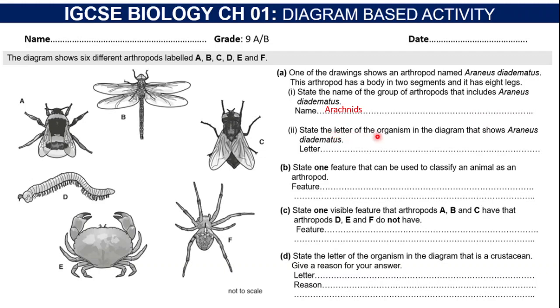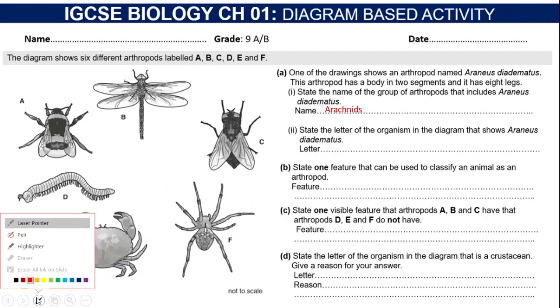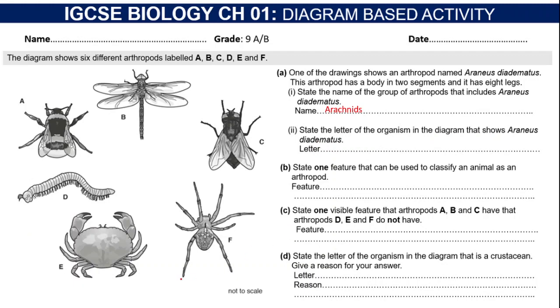State the letter of the organism in the diagram that shows Araneus diadematus. You can see it is very much clear over here, right? I just told you. So the letter is F. Let us move to the next one now.